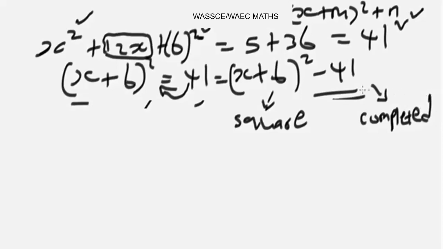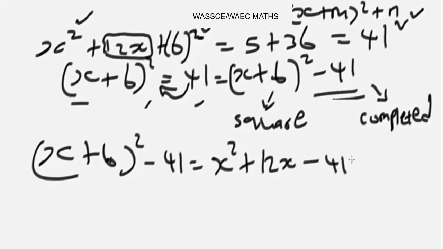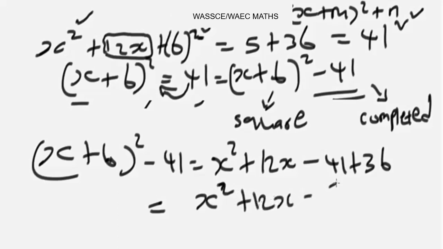All right, so we need minus 41 to complete the square. Now this is the same thing as (x plus 6) squared minus 41, the same thing as x squared plus 12x. Since we need minus 41 plus 36, when you check, minus 41 plus 36 will give us negative 5. So this is the same as x squared plus 12x minus 5.